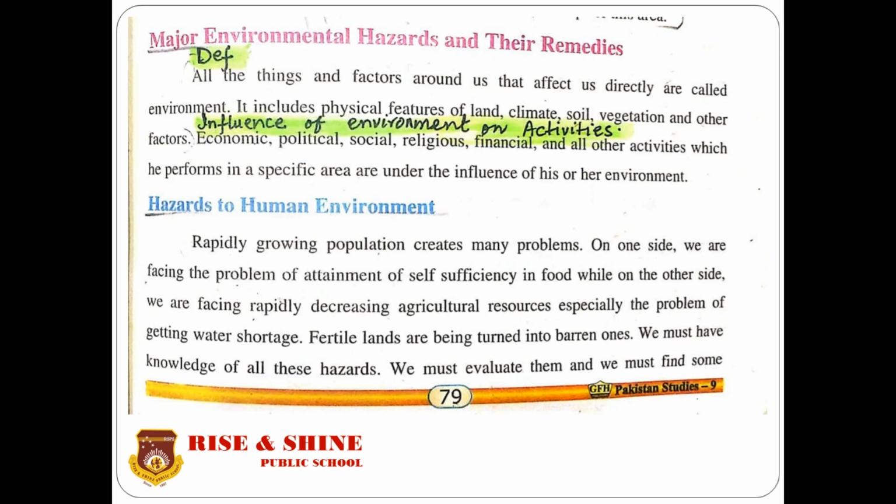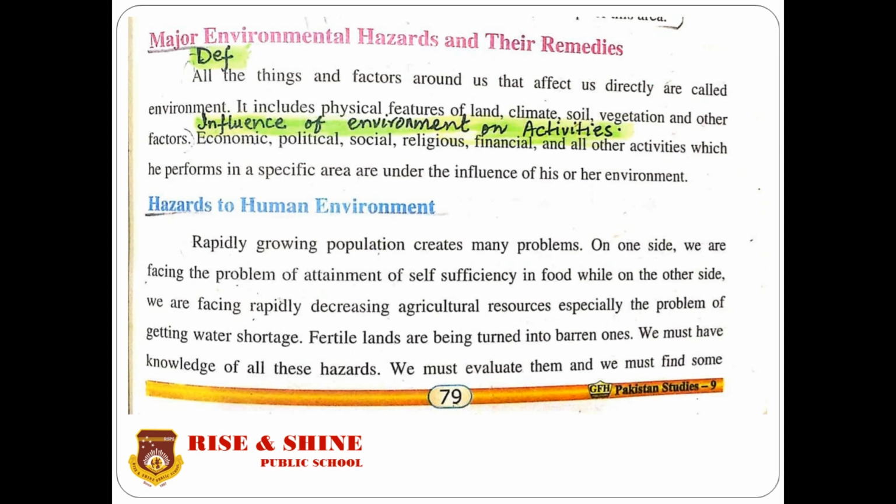Hazard to human environment. Rapidly growing population creates many problems. On one side, we are facing the problem of attainment of self-sufficiency in food, while on the other side, we are facing rapidly decreasing agriculture resources, especially the problem of getting water shortage. It is a worldwide problem that water is getting shorter on the earth.